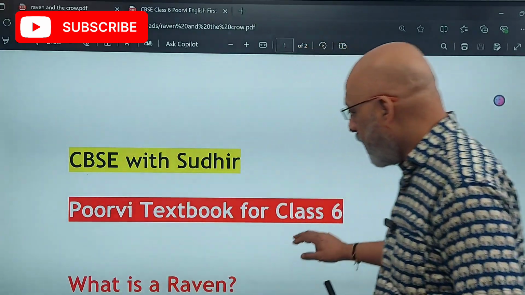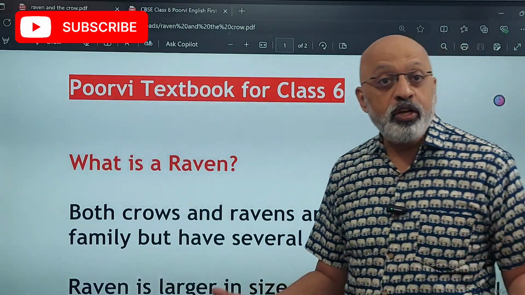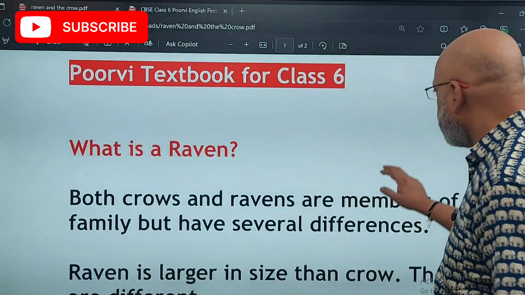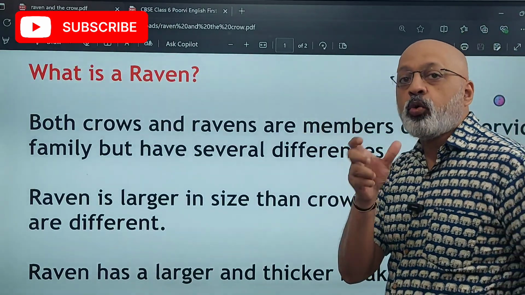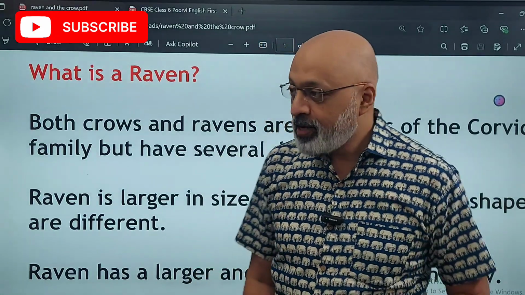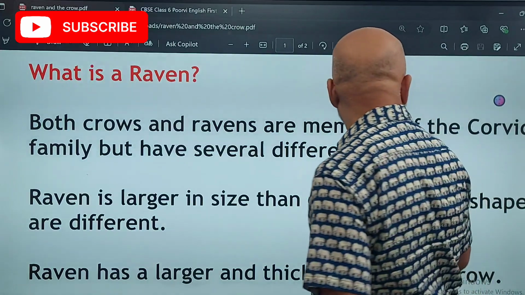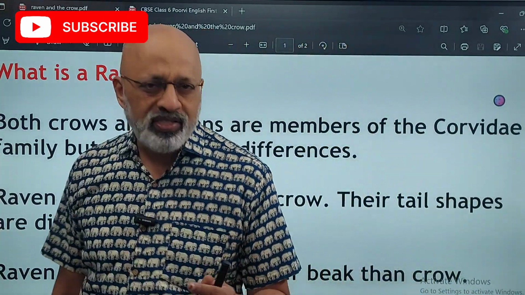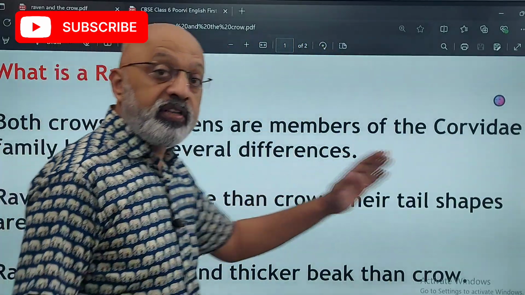So this is the poem, The Raven and the Fox. So first of all, obviously you need to know what a raven is, right? Raven is very similar to a kawa, a crow. In Tamil we call it kakai. Both crows and ravens are members of the Corvidae family. Of the same family, you can say, but this is the scientific name, the Corvidae family. But they have several differences.